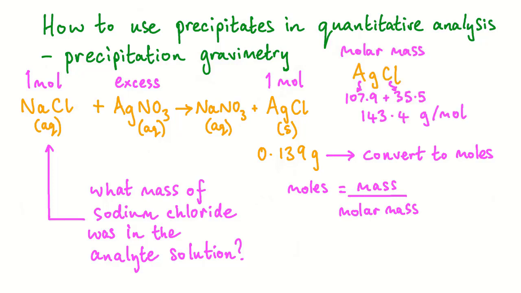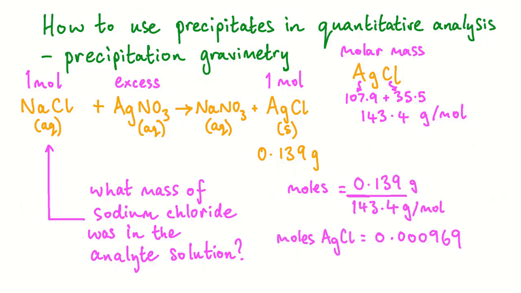The molar mass for silver chloride is found to be 143.4 grams per mole. The moles of silver chloride formed is therefore 0.139 grams divided by 143.4 grams per mole. This equates to 0.000969 moles of silver chloride.